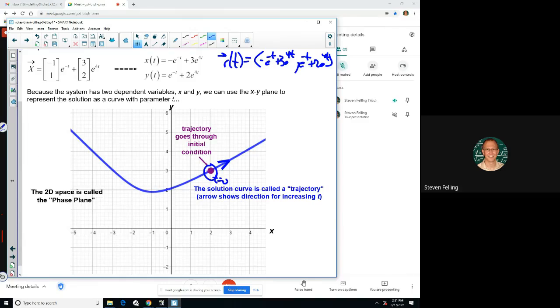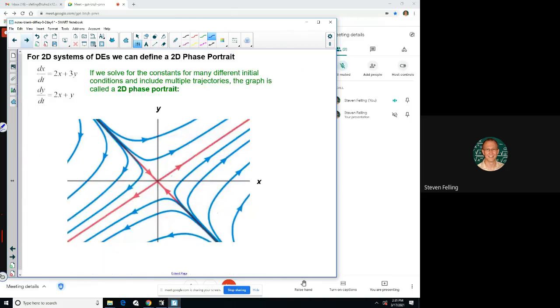We saw that earlier. And then what we said is, if you were to take a whole bunch of other different initial conditions, and for each one solve for C1 and C2, then you would get different curves, right? And you'll have an entire family of curves, depending on what your initial condition and the corresponding C1 and C2 is. And so if we plot many of them on the same graph, then it's called a phase diagram or a 2D phase portrait, okay, something like this. So we're going to just look at this kind of qualitatively and see what we can see.